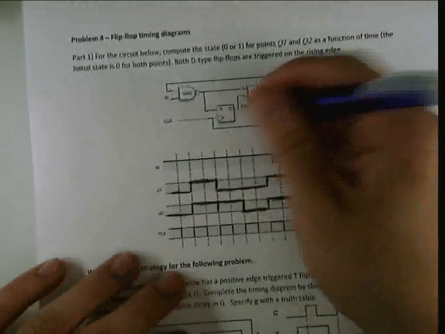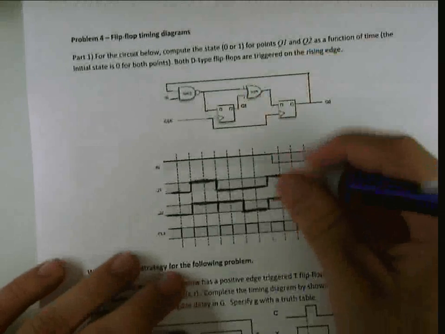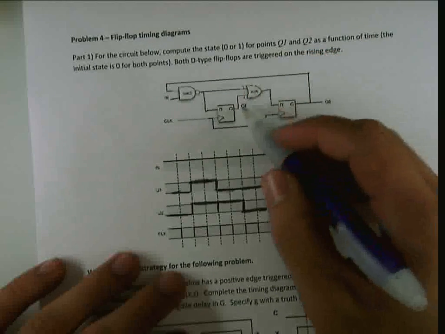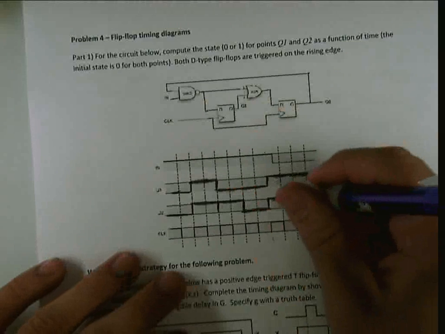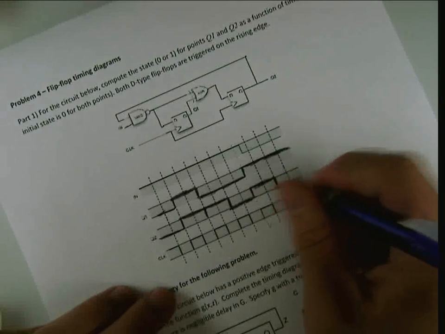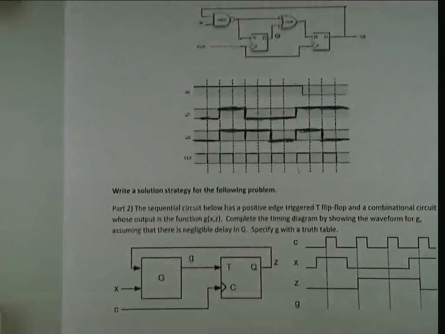And then Q1 before the clock edge was 1, NAND before the clock edge was 1, so that XOR is 0. That's part 1. And so now for part 2, you needed to write a solution strategy, so I'll describe how I think I'm going to approach this.